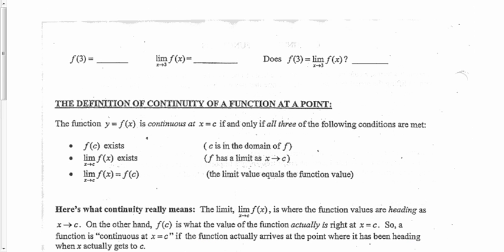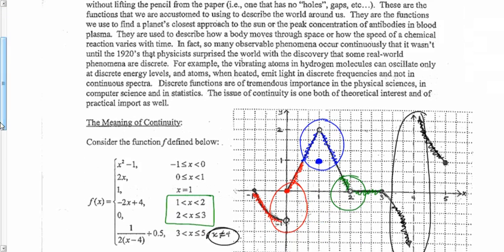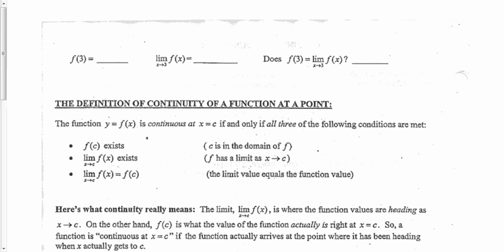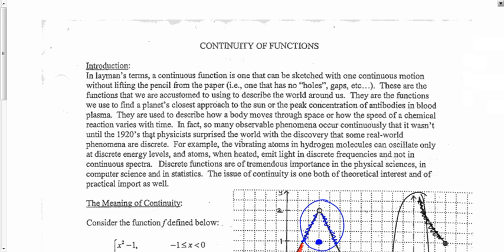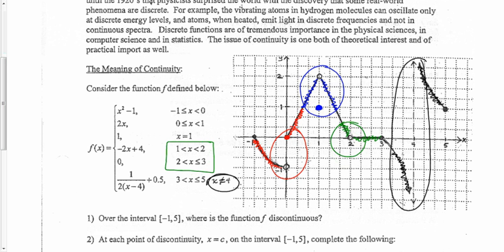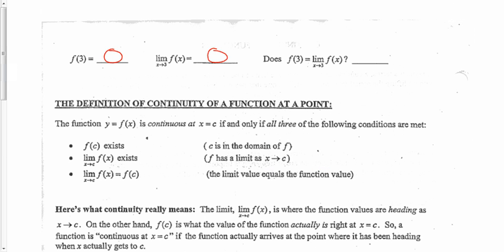So let's answer these questions. The function value at 3, looking back at the graph, is 0. The limit value from the left and from the right, looking back at the graph: coming from the left, the green that I've already drawn in is trying to go to 0. And then coming from the right, the red I'm drawing in is trying to be 0. So the limit as x approaches 3 of f is 0. And does the function value equal the limit value? They do. They're both 0.